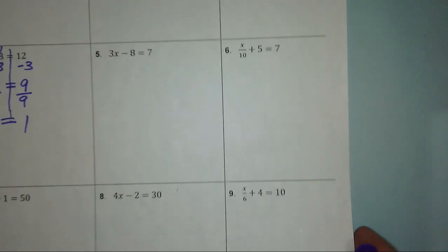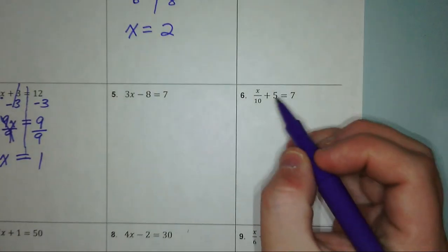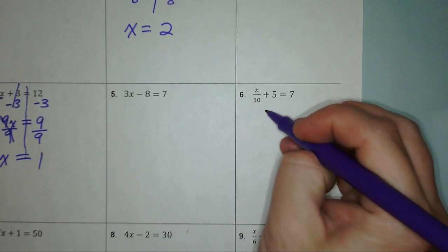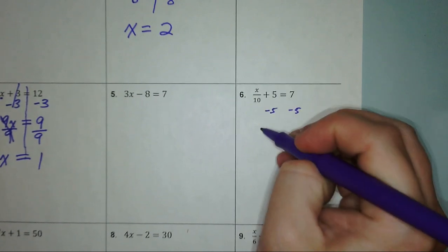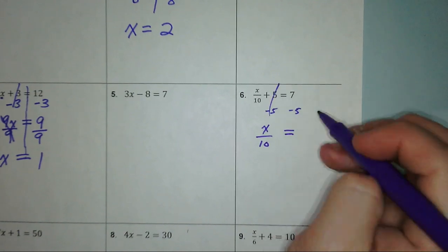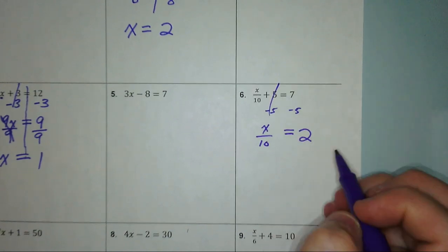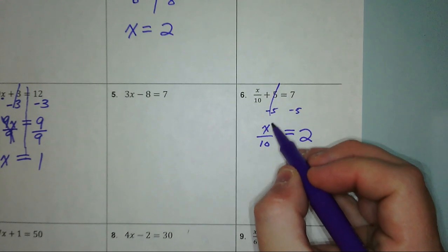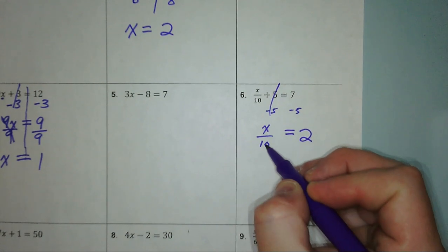Okay, Jack, talk me through number 6, getting x by itself. Subtract 5 from both sides. So that leaves x over 10 over there, because that cancels out, and the right side becomes 2. Now what? I don't know. Oh, come on, Jack. What does this say? This says x divided by 10, right? Technically.